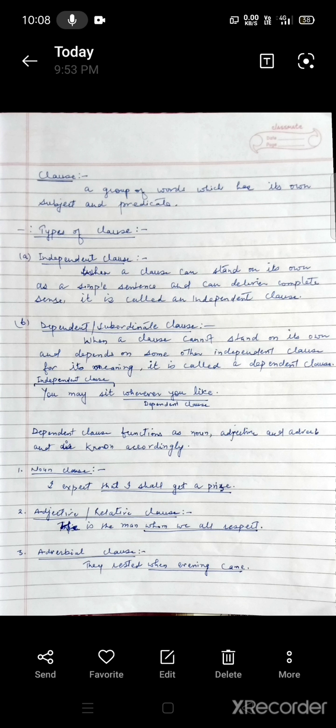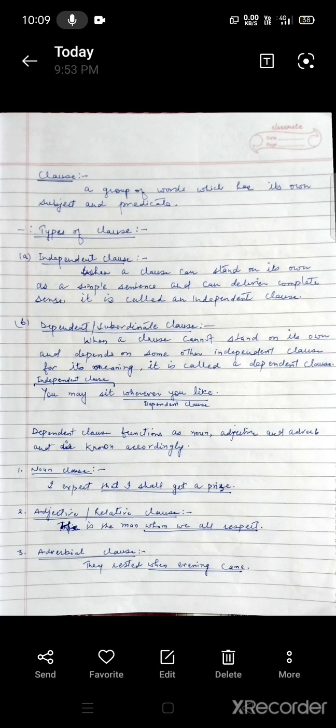Now the third one: when a dependent clause plays the role of an adverb in the sentence, we call it an adverbial clause. For example, we have the sentence: They rested when evening came. This is also a complex sentence where we have two clauses: "they rested" and "when evening came". So "when evening came" is a dependent clause, and it tells us about the time. It plays the role of an adverb of time. So this clause is known as an adverbial clause.